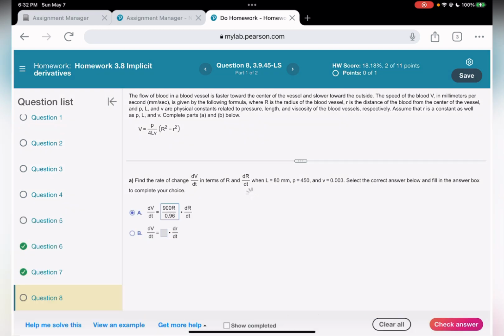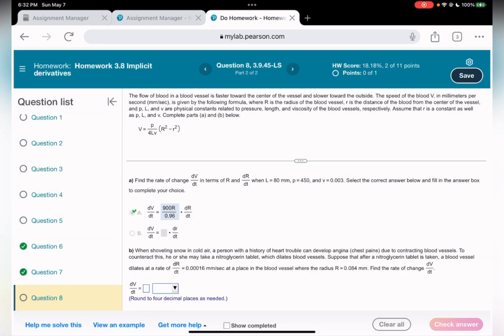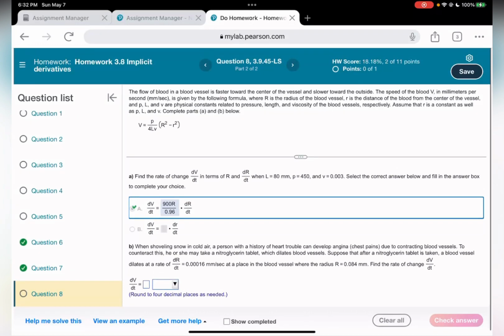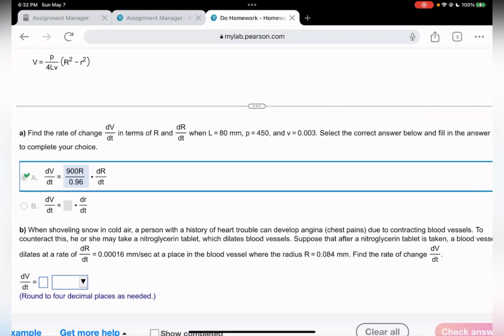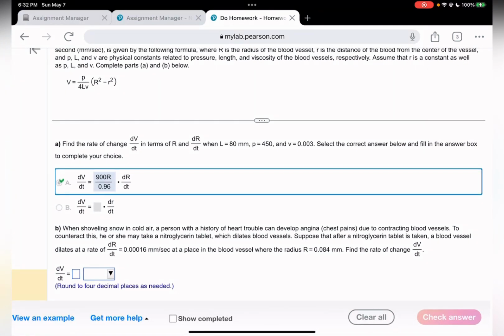0.96. Okay, very good. So moving to question number B. What do we have here? When shoveling snow in cold air, a person with history of heart trouble can develop angina, chest pain, due to contracting blood vessels. To counteract this, he or she may take nitroglycerin tablet, which dilates blood vessels.